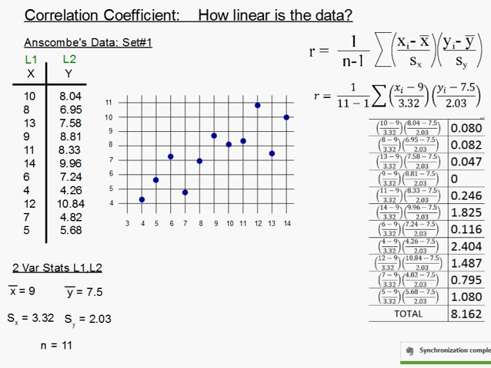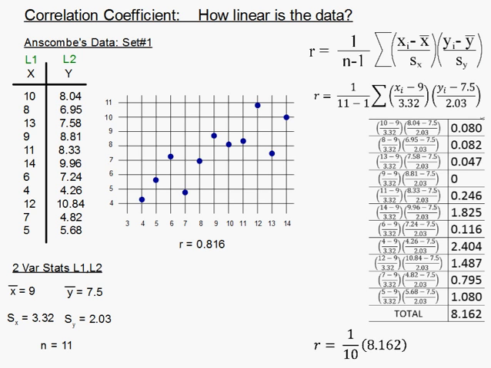So we can do that in this table, and what I would do is do this in my stat lists. This big capital sigma, of course, says to add up all of these, which is 8.162. And times 1/10, we get our correlation coefficient of 0.816.